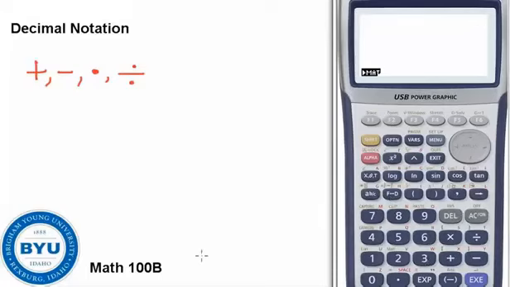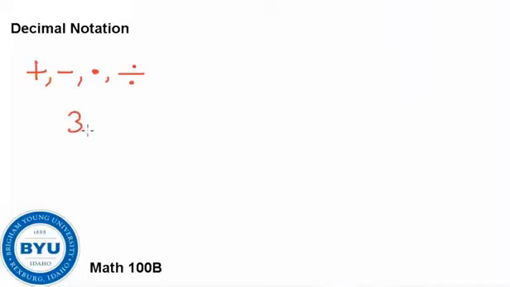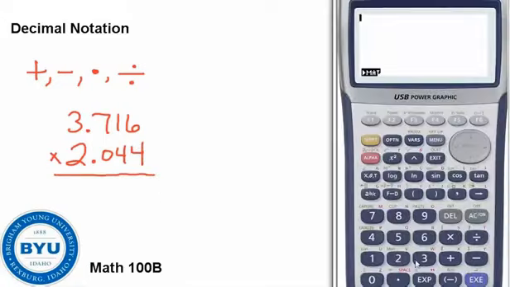If I wanted to do this problem here, 3.716 times 2.044. This would probably take a little while to do by hand, and the calculator can do it really nicely. So we just would type in 3.716 times 2.044, push the enter button, and we've got it.